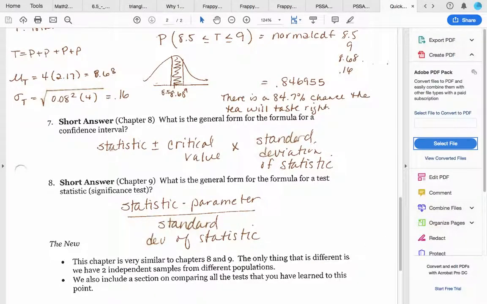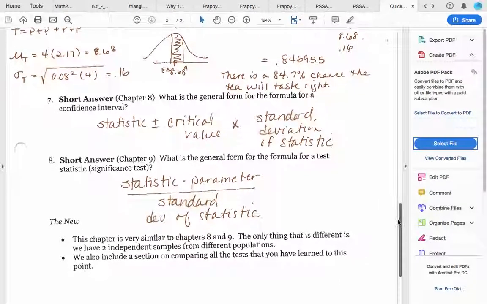Short answer, so general form for confidence interval, statistic plus or minus the critical value times the standard deviation of the statistic. General form of the test statistic, so it's statistic minus the parameter divided by the standard deviation of the statistic. All right, chapter 10.